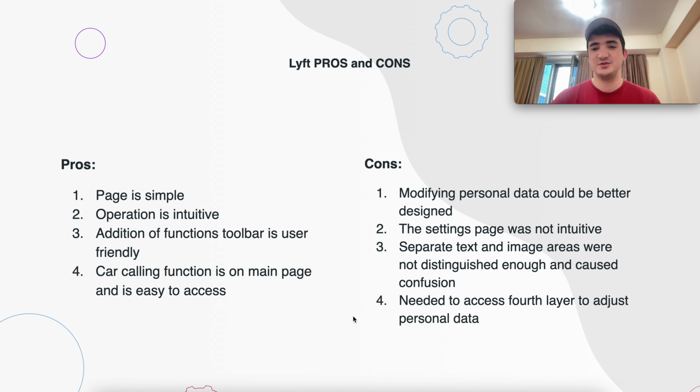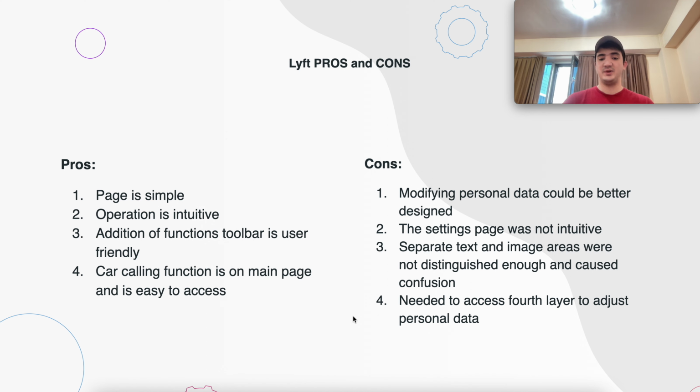While the functions of the app were easy, adjusting your settings was not. At least that's what users told us. Finally, separate text and image areas were not distinguished enough, and this caused confusion. So when people were trying to modify their settings or their personal data, they didn't know where they needed to click to write text or where they needed to click to change their profile picture, something like this.